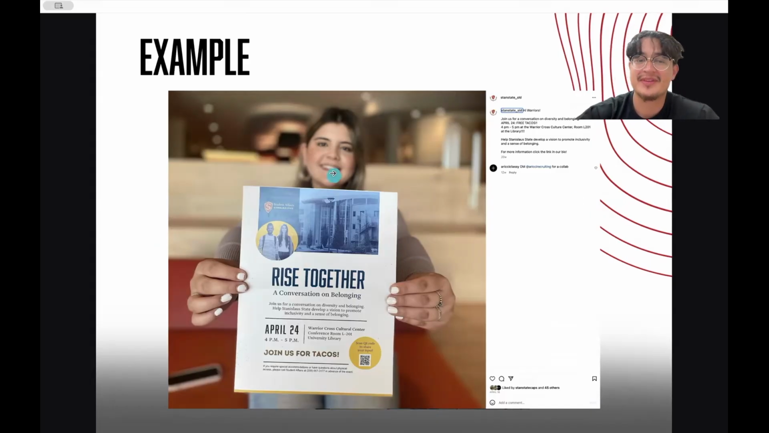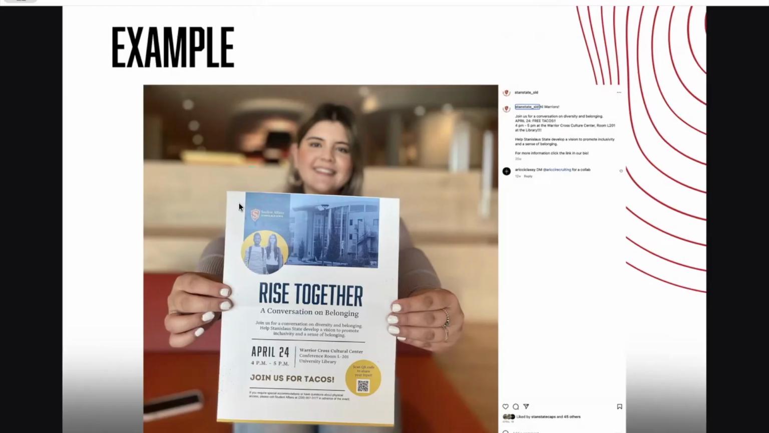All right. So as you can see, we have a student that's holding a flyer. Now, what we see from this flyer is a few words. However, these words are really hard to read. So is it really accessible to students? Sometimes we have to ask ourselves that. Now the question is, how can I relay this information and make it accessible for all students?